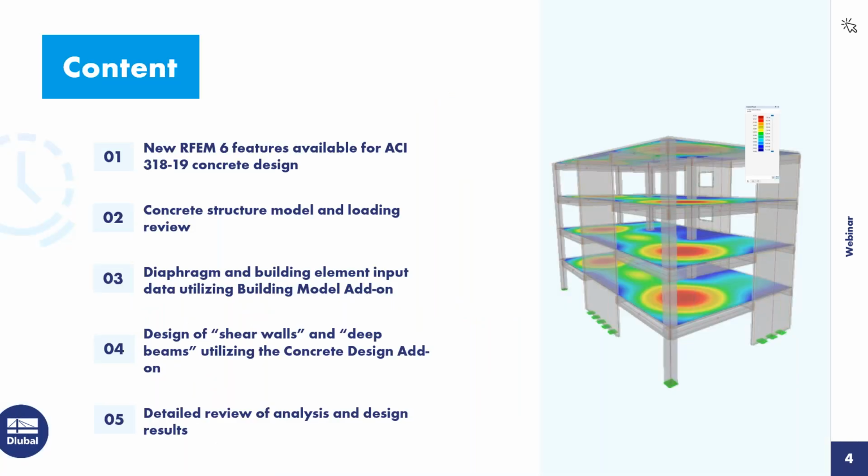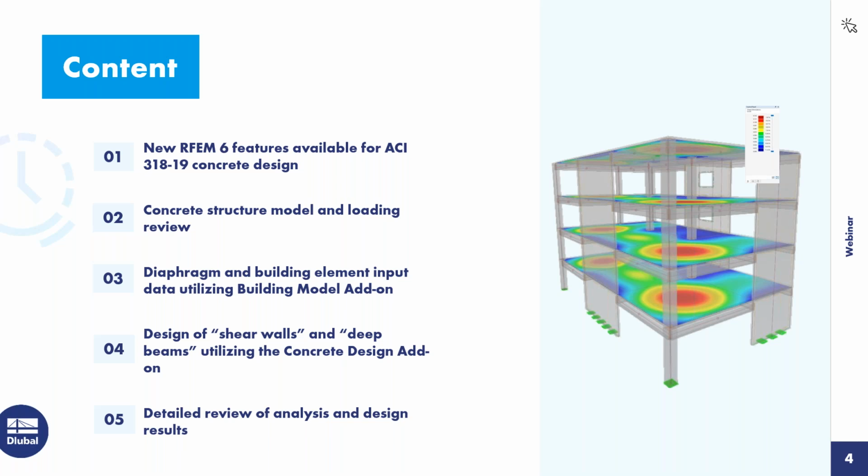So I will quickly go over the content that we will be covering over the next hour today. I do want to begin with the new RFEM 6 features available for the ACI 318 concrete design. We previously held a webinar on ACI design a couple years ago, so we've certainly added new features since then. And then we'll move on to our example structure that you see over on the right-hand side.